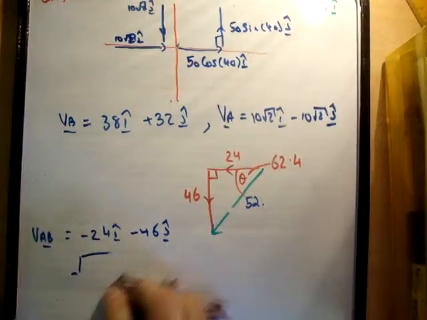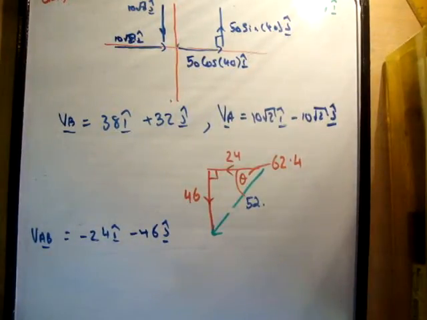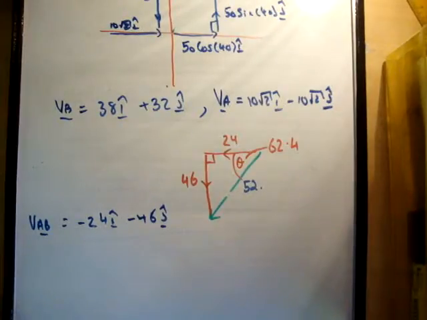Alright, so that was very quick. Now just one second, I'll check the answer in the back of the book on 4B question 21. 52 is correct, and 62 degrees is correct as well.